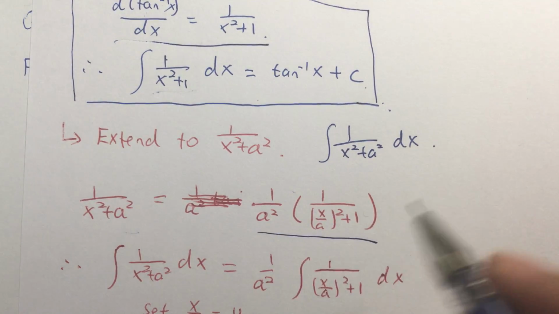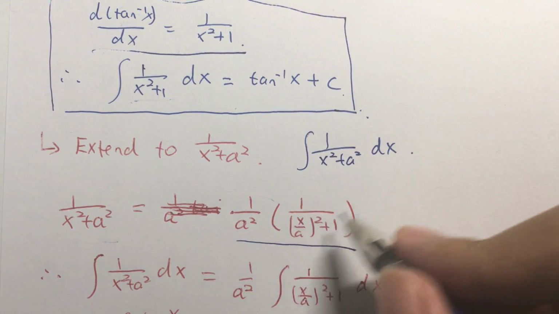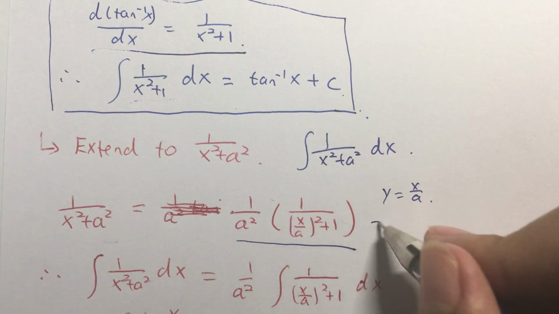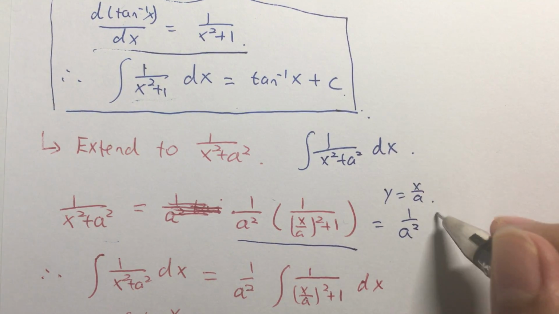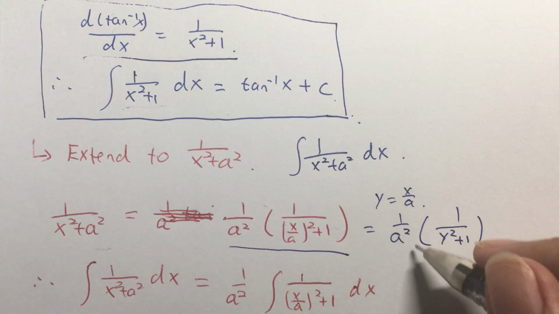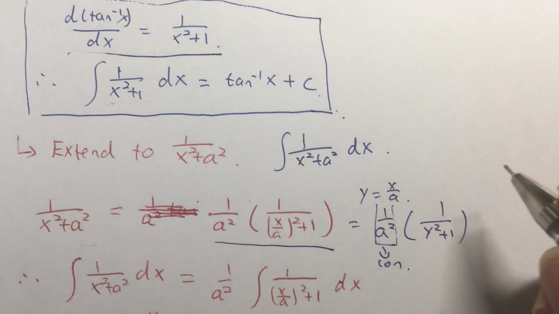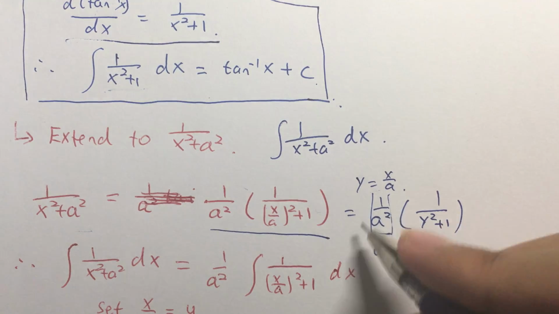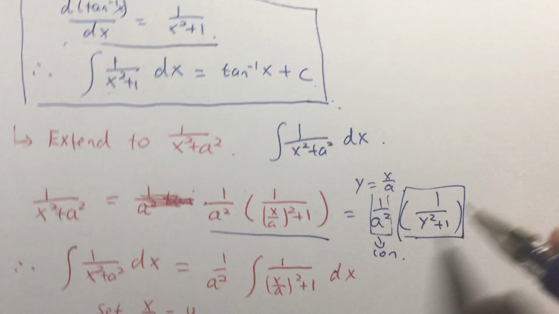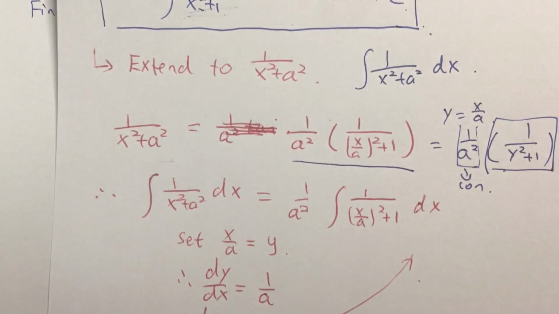So we have this. And why do we change to this? Because if we assume that y is equal to x over a, then this is equal to 1 over a squared times 1 over y squared plus 1. And here this part is a constant. So when you're doing differentiation or integration, you don't need to care about this. You only need to deal with that. And it will be very easy because it's the same as here, but we only need another few steps.